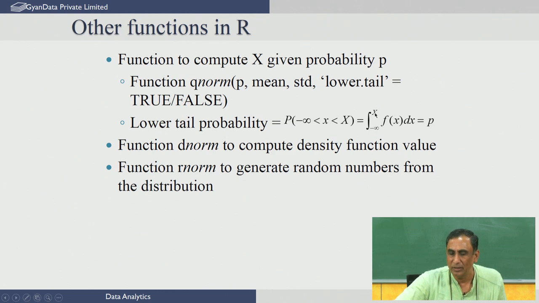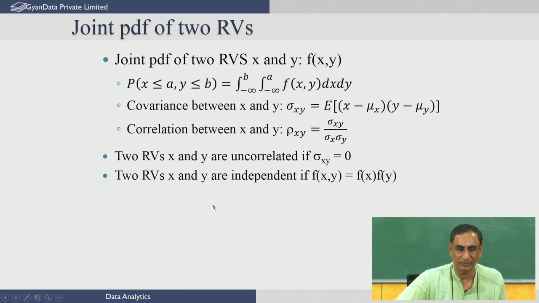In pnorm you are specifying x and computing p. So this is called the inverse probability function. As before, if you say lower.tail is equal to FALSE, then this integral will be replaced by the integral from x to infinity of f of x dx equal to p, and it will find the value of x. There are other functions called dnorm, which computes the density function value at a given x, and rnorm, which is used to generate random numbers from this given distribution.